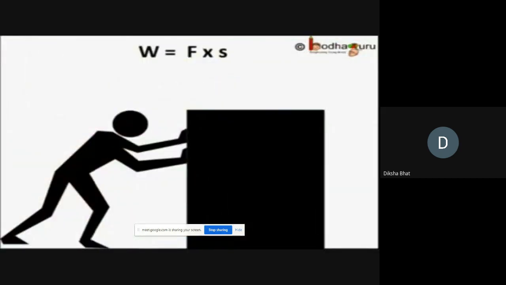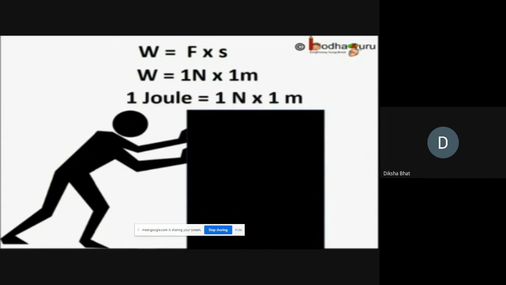Now, if we apply 1 Newton force on an object to make 1 meter displacement, then that is force denoted by F is equal to 1 Newton and displacement denoted by S is equal to 1 meter. Then the work done by the force will be 1 Newton meter. Newton meter is also called joule, so we say work done will be equal to 1 joule.